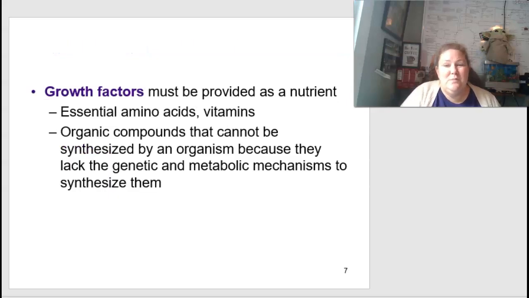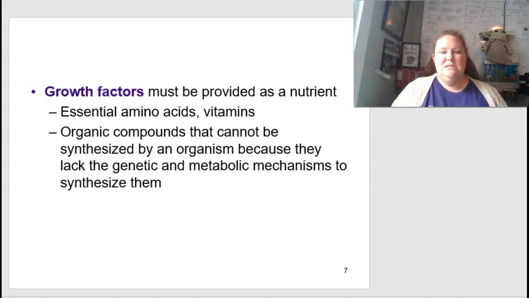Growth factors also have to be provided as a nutrient to these microbes and bacteria. Some of these nutrient growth factors could be essential amino acids, vitamins, organic compounds that cannot be made or synthesized by an organism because they lack the genetic and metabolic mechanisms to synthesize them. So we have to supplement them.